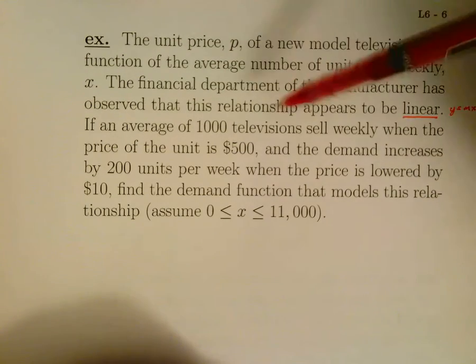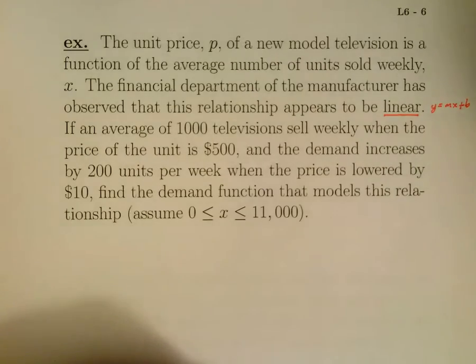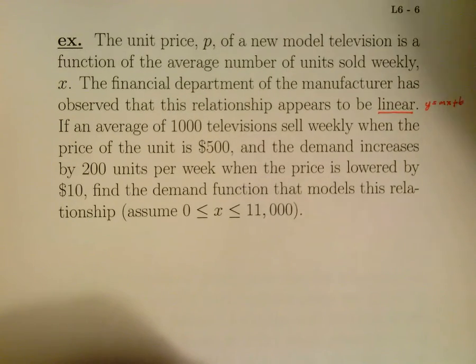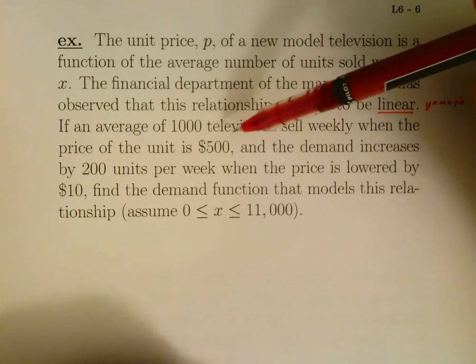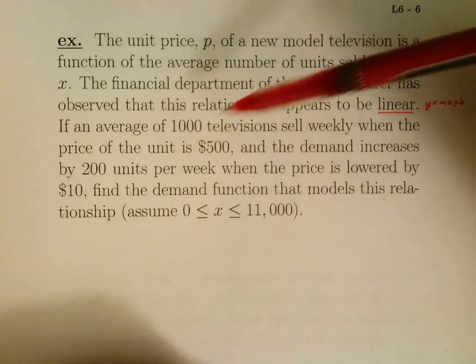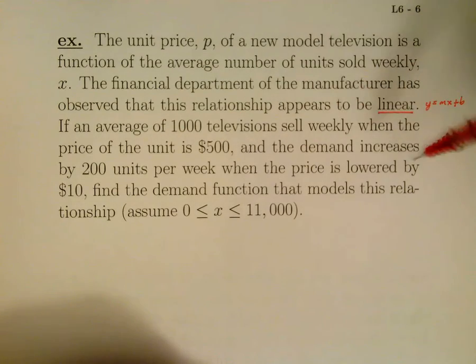If an average of 1,000 television sets sell weekly when the price of the unit is $500, and the demand increases by 200 units per week when the price is lowered by $10, we want to find the demand function that models this relationship.